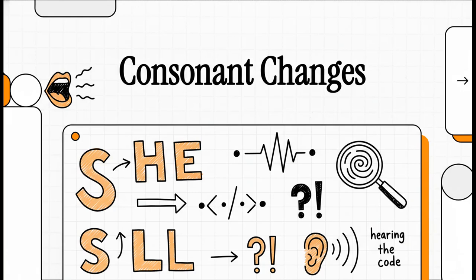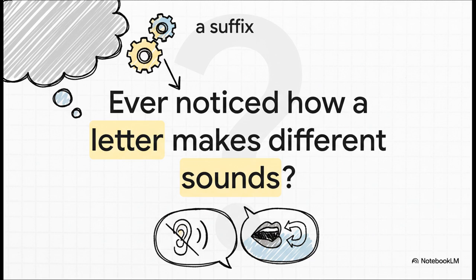Let's talk about something really cool. It's a kind of secret code hidden in everyday English words. And once you see it, you're going to start noticing it absolutely everywhere. So, have you ever been reading or talking and just paused for a second, thinking, wait a minute, how can two words be so clearly related, but a letter in them makes a totally different sound?